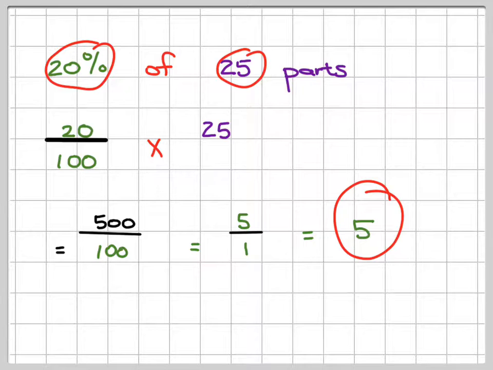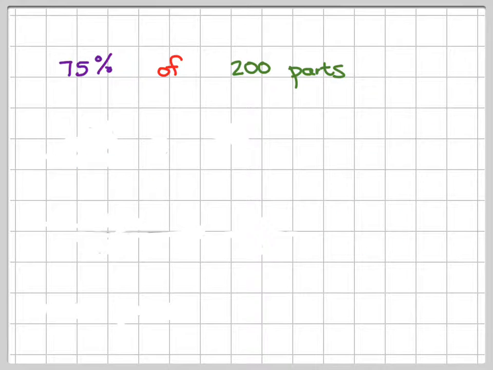Let's look at one more example. Right, so now they're asking us to work out 75% of 200. We already know percent means over 100. We know of means times. And 200 is the total amount of parts that we have. So we're going to rewrite this then as 75 over 100 times 200.